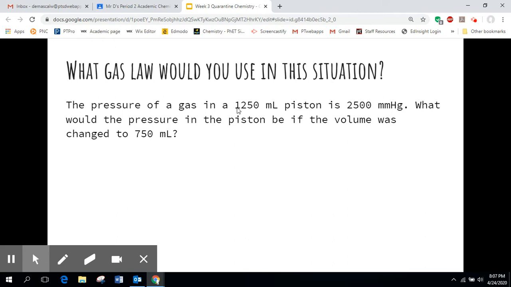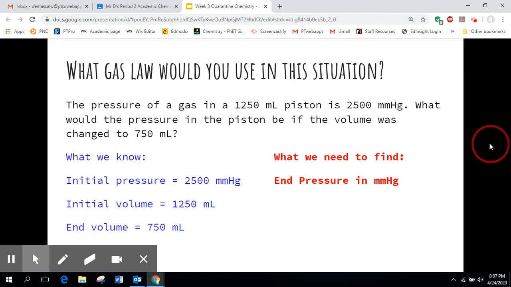So that's a volume, milliliters is volume. The pressure is 2,500 millimeters of mercury. So this volume and this pressure go together. What would the pressure be? So we're looking for a second pressure if the volume was changed to 750. So we have V1, P1, V2 is our question mark, and 750 is our second volume.